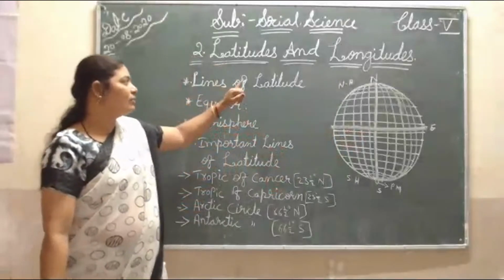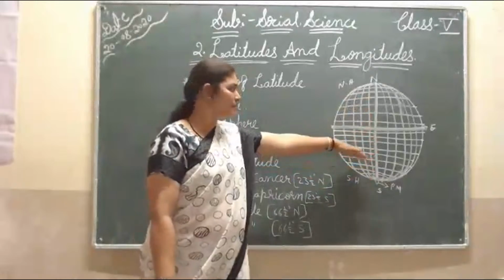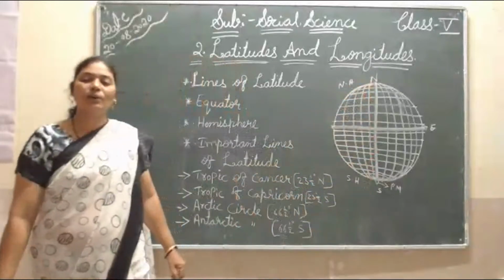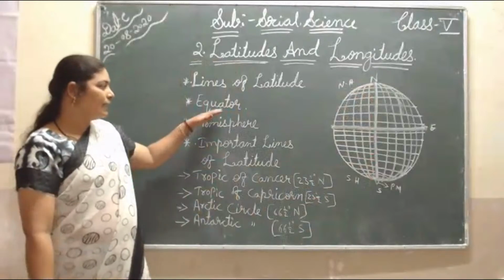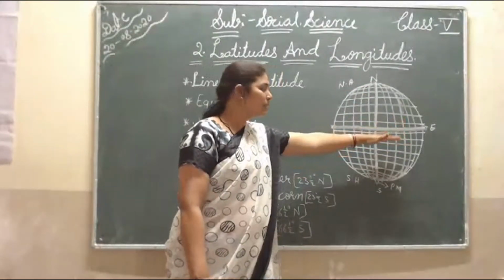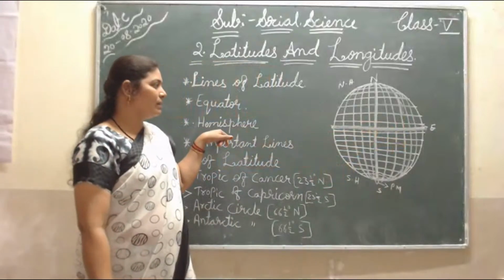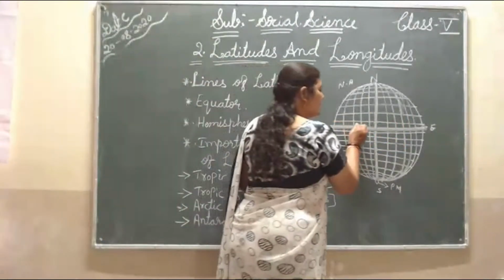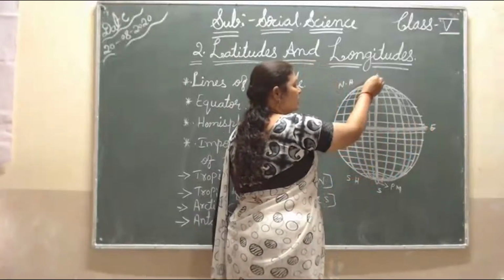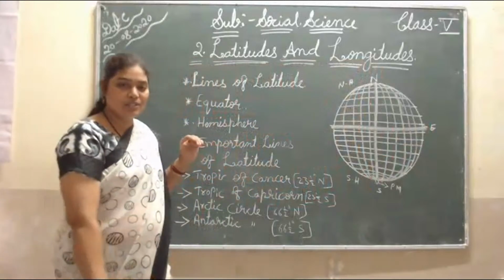First, lines of latitude. Latitude lines run from north to south. Then the equator means the middle line, the middle of the earth. Hemisphere means this middle line divides the world in half. The upper half is called the northern hemisphere, and the lower half is called the southern hemisphere.